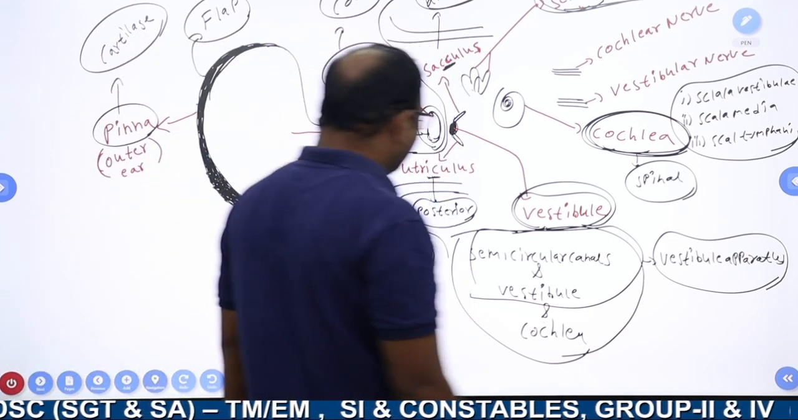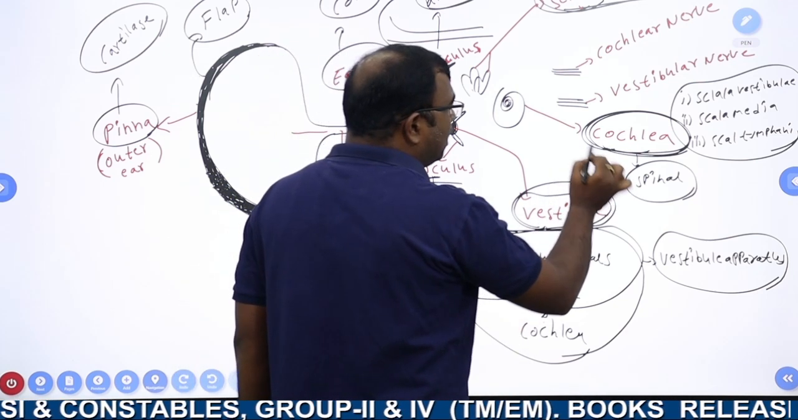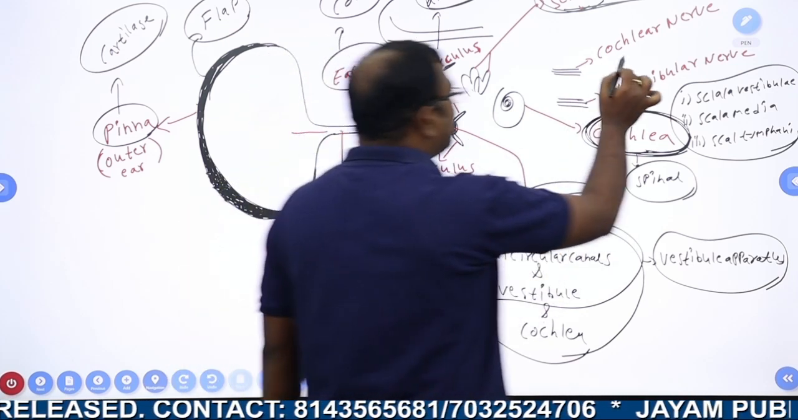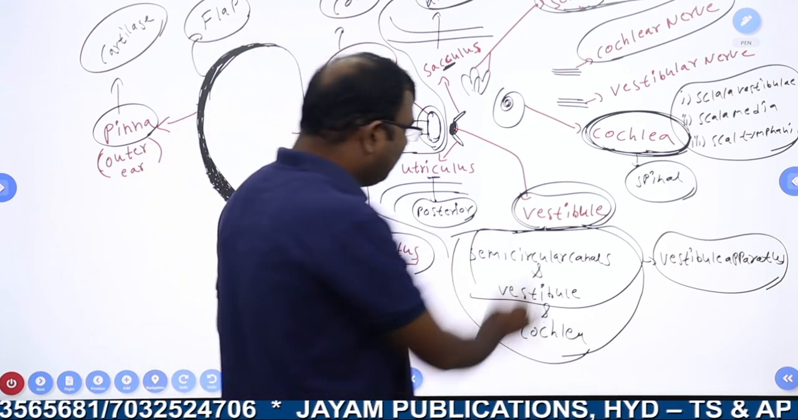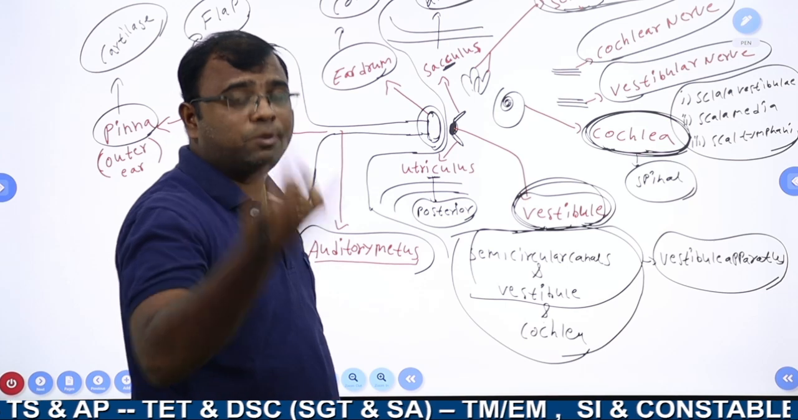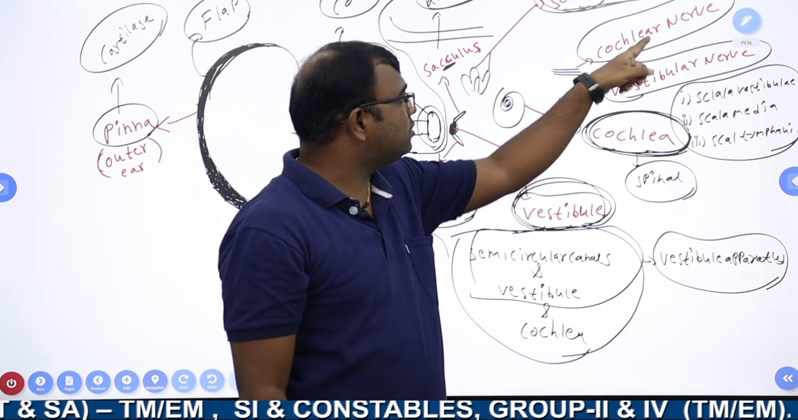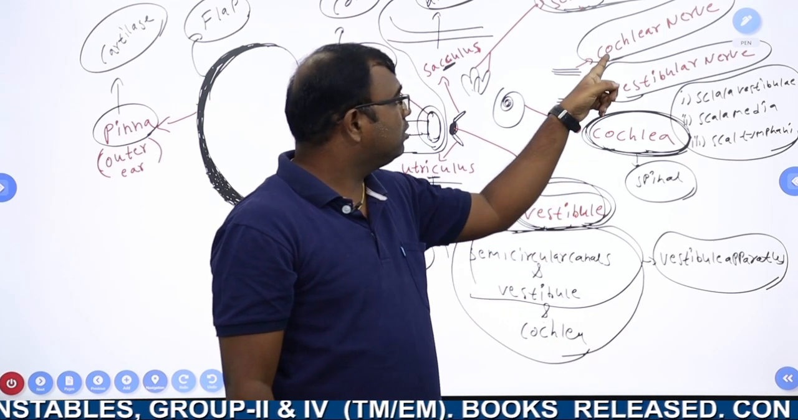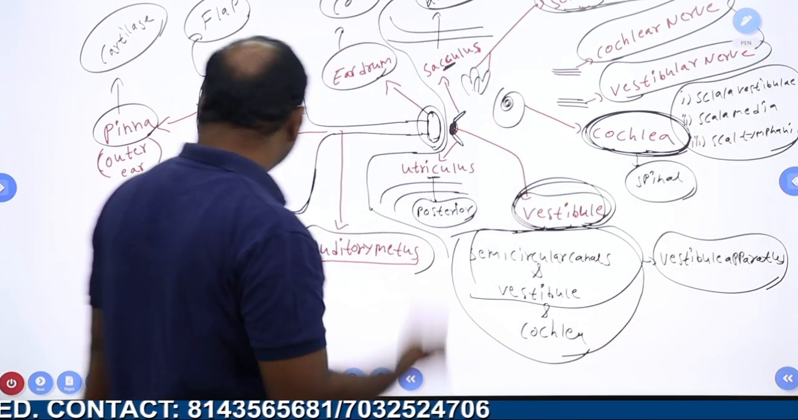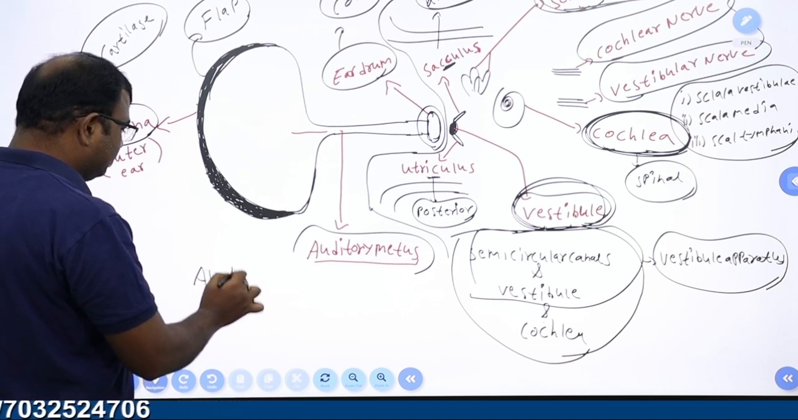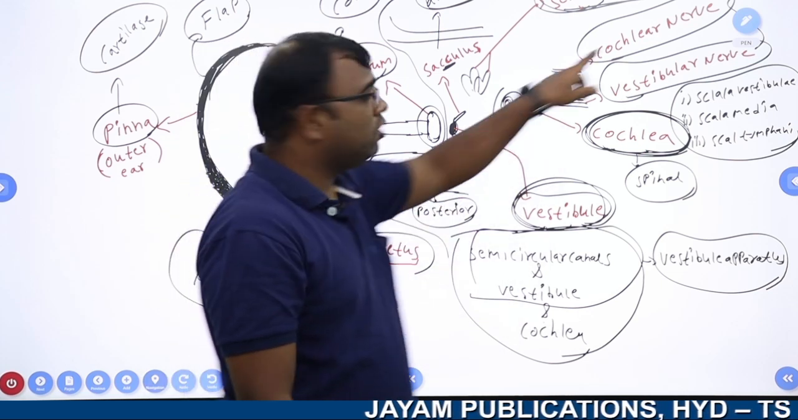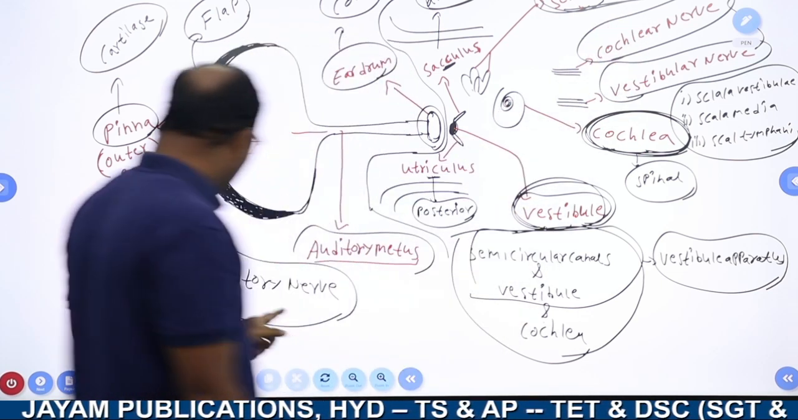And next, the cochlea forms one nerve, which is called the cochlear nerve. Next, the vestibule forms one nerve, which is called the vestibular nerve. Once again, the cochlea forms the cochlear nerve. The vestibule forms the vestibular nerve. The cochlear nerve and the vestibular nerve together form the auditory nerve.